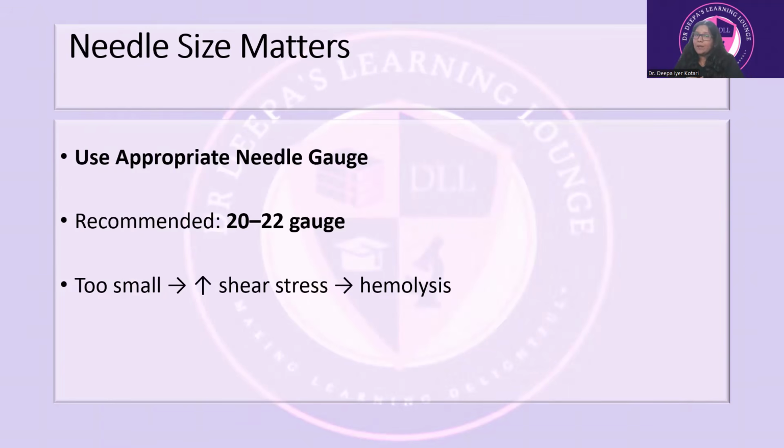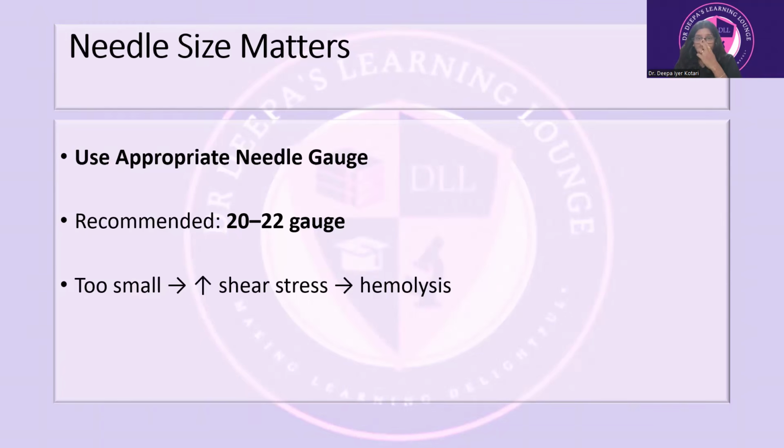Second, does the needle matter? Yes. The size of the needle definitely matters. The smaller the needle, the more is the hemolysis, because the RBC does squeeze through narrow passages, but if it is too small, then it will rupture. Usually there is a recommendation that you use a 20 to 22 gauge needle, and a little bigger than that is absolutely fine. Your vacutainer needles are slightly bigger than that, and they are absolutely good.